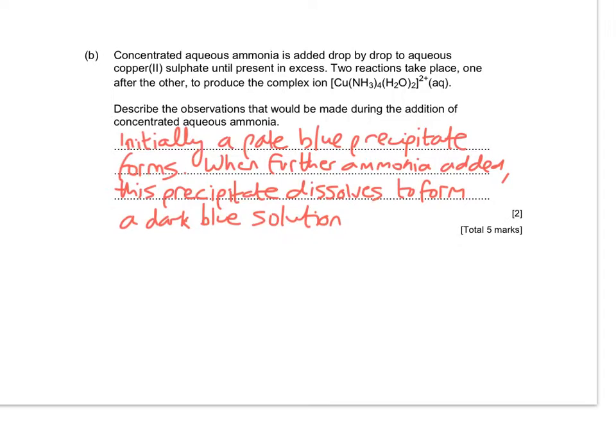And then we say what we would expect to see when further ammonia is added. And as you know, that would mean the precipitate dissolving to form a dark blue solution.